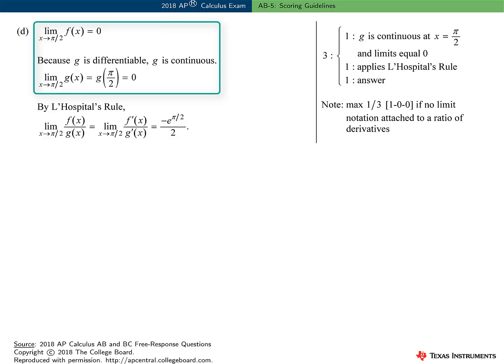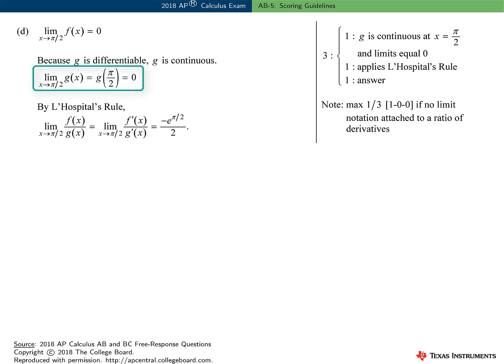Part D was worth 3 points. The first point was for recognizing and then stating that g is continuous at x equals pi over 2, and for confirming that both the limit of the numerator and the limit of the denominator are 0. We need to know that g is continuous in order to compute this limit by direct substitution. The second point was for applying L'Hopital's rule, which in this problem means taking the limit of the quotient f prime of x over g prime of x. And the third point was for the final answer.